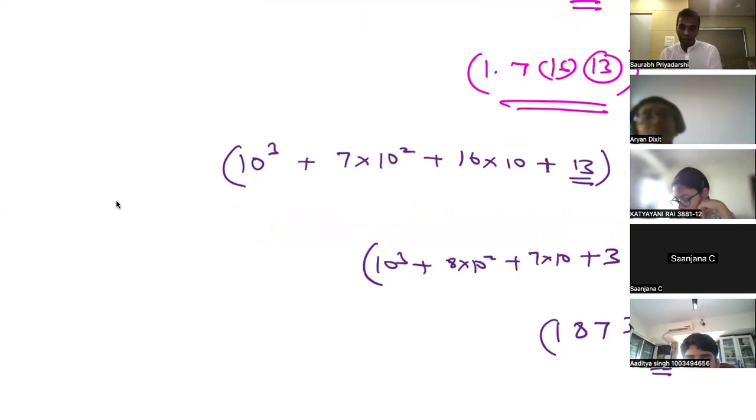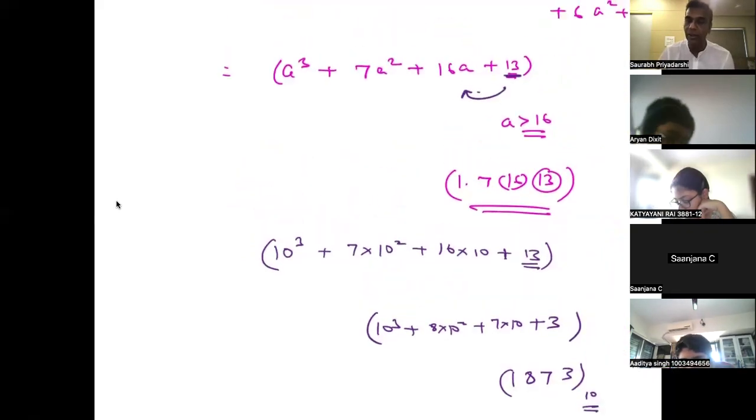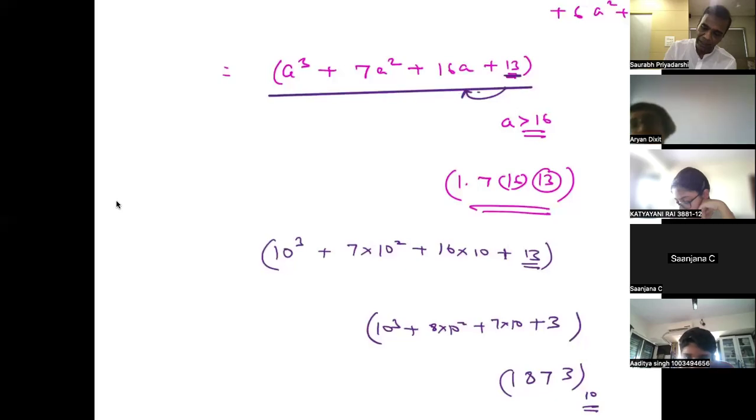So for A, what number is given is very important. Whether A is greater than 10, less than 10, or some number is greater than 16. If greater than 16 is given, I can write this as a number easily. But we have not to write down 13. For 13, what I have to write?